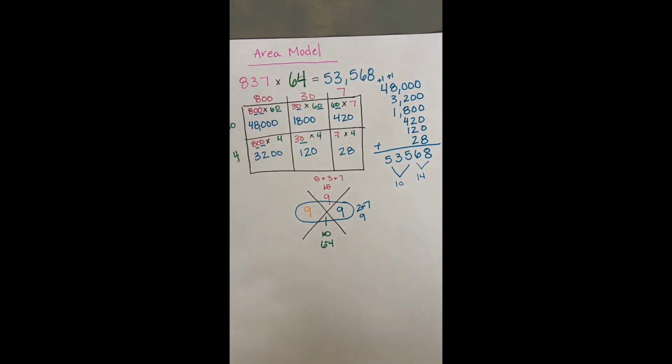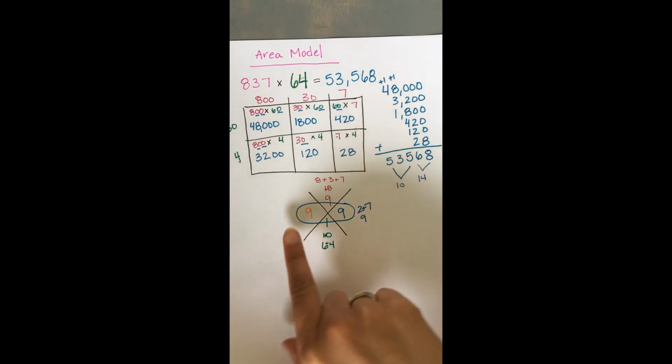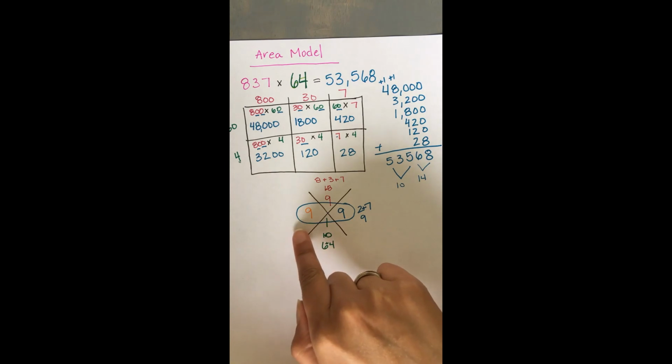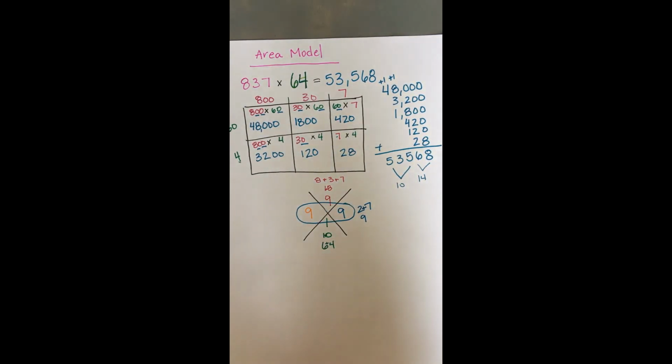The reason why it's most likely correct is because there are many different combinations that can equal 9. If you remember, I had said earlier, if I had 9 times 7, this would be 63. Well, 6 plus 3 also equals 9. So I could have accidentally made a mistake. That's why our answer is most likely correct. But it does beat us dividing 53,568 by either 64 or 837. So that is how you do the area model.